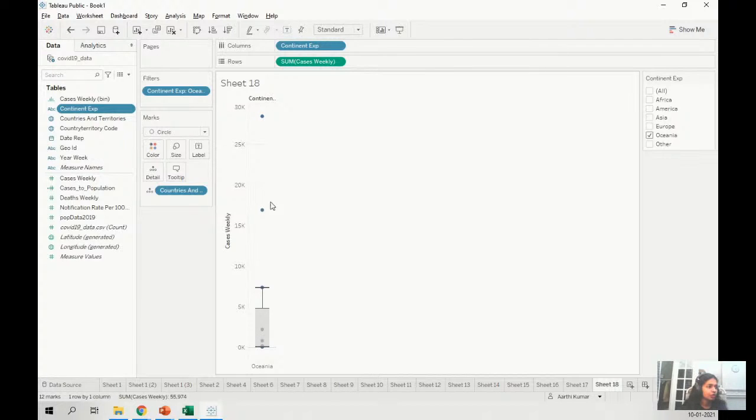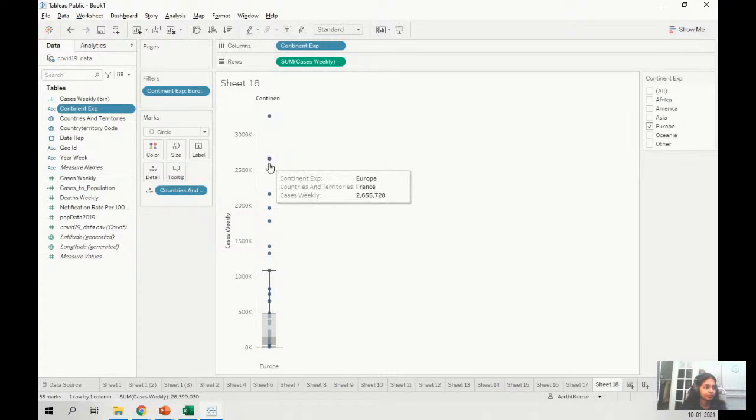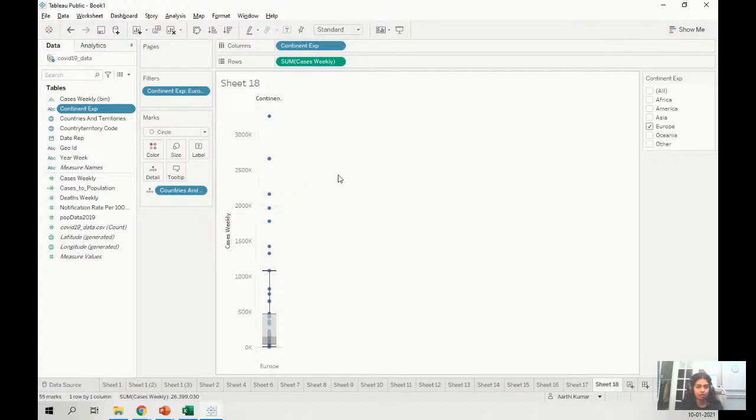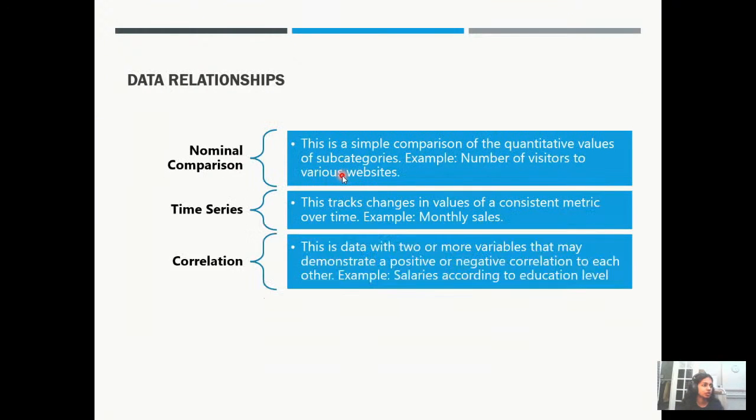So in Oceania, Australia and French Polynesia are exceptions, but other countries like Guam or New Zealand are not outliers. So these two countries are outliers. So similarly, you can select a particular country and then look at it. Here, Russia, United Kingdom and France, and then Italy are outliers. Okay, so this is how you can use a box plot within Tableau to identify outliers. Going back, so we saw the relationship.